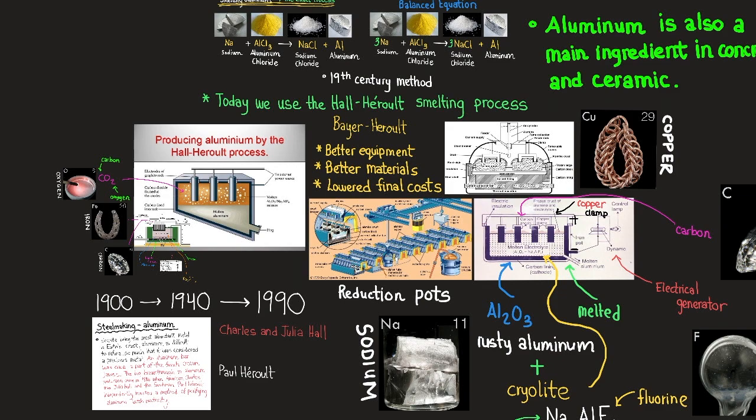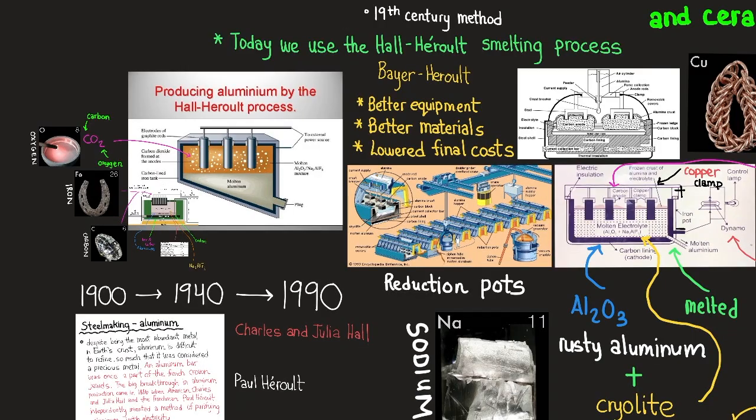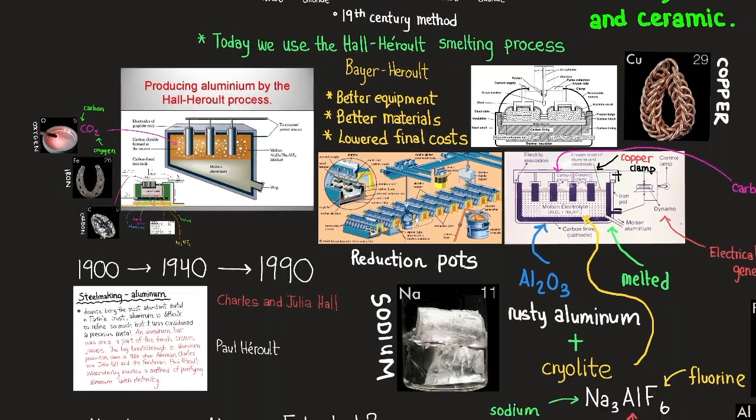Despite many years of intensive research, however, no economic competitor has been found for the Hall-Heroult approach. Although unchanged in principle, the Hall-Heroult smelting process of today differs greatly in scale and detail from the original process. Modern technology has produced substantial improvements in equipment and materials and it has lowered final costs. So the reason that we switched to different technologies is because the Hall-Heroult approach involves better equipment, better materials, and lower final costs. So let's learn about that.